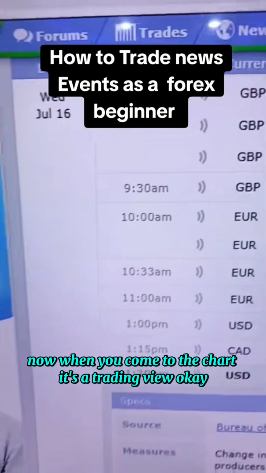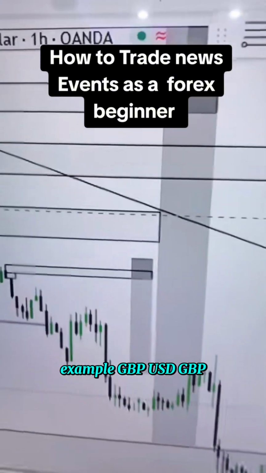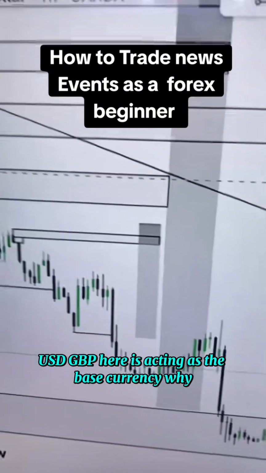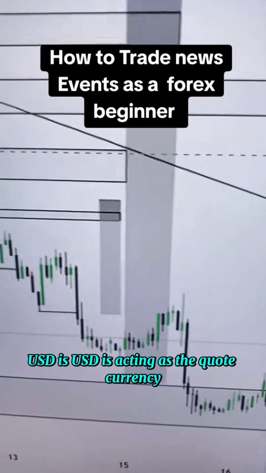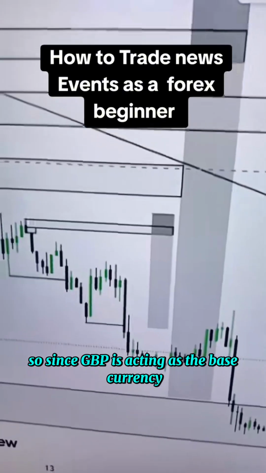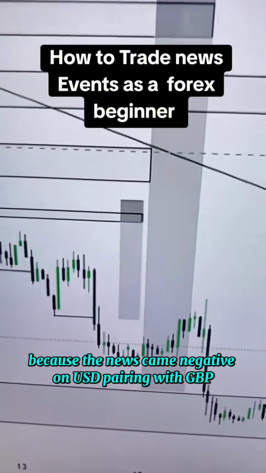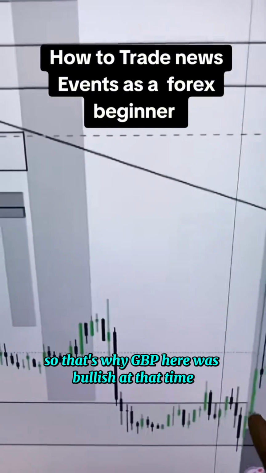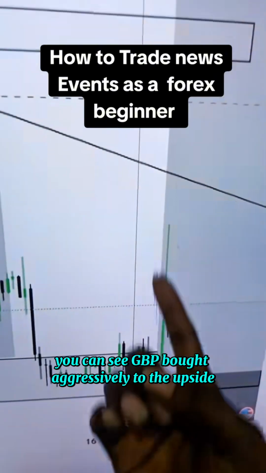When you come to the charts, to TradingView, for example GBP/USD, GBP is acting as the base currency, while USD is acting as the quote currency. Since GBP is the base currency, GBP will be bullish because the news came out negative on the USD pairing with GBP. That's why GBP was bullish at that time. You can see GBP bought aggressively to the upside.